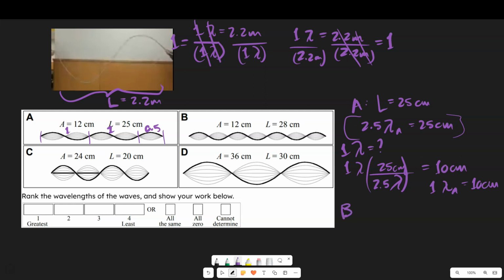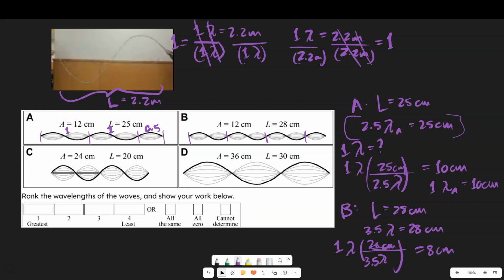Alright, we're going to do something similar for the other ones. Let's start with B. So B, we would say length is equal to 28 centimeters. Now we need to figure out how many wavelengths we have. We've got 1 full wavelength, 2, 3.5. So we're going to say 3.5 wavelengths is equal to 28 centimeters for B. And so the question is, what would 1 wavelength be? So 1 wavelength, and we're going to do a conversion here. Remember, we need wavelengths on the bottom, and we've got 28 up top. And what does that turn out to be? That's going to be 8 centimeters over here.